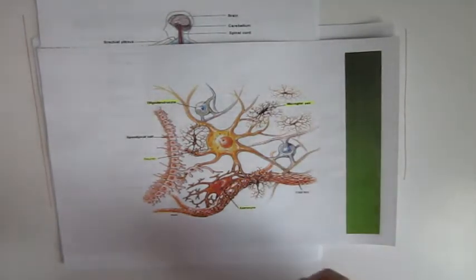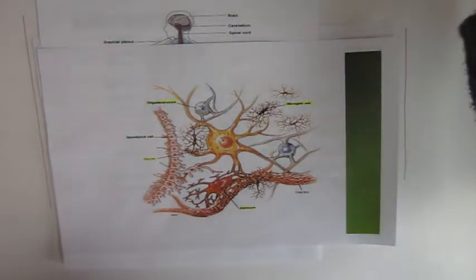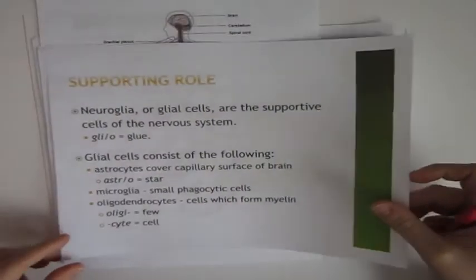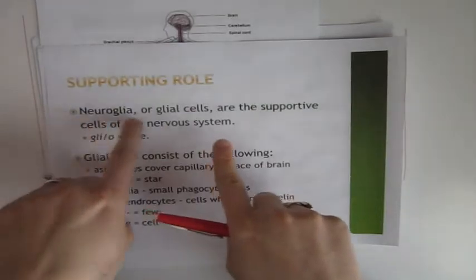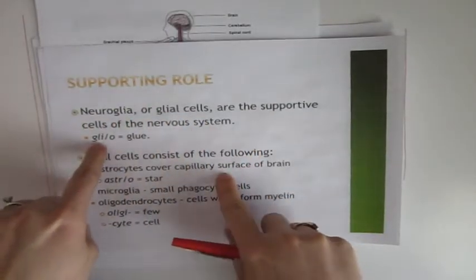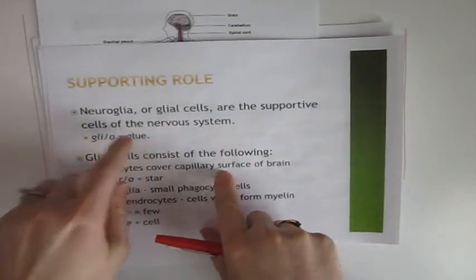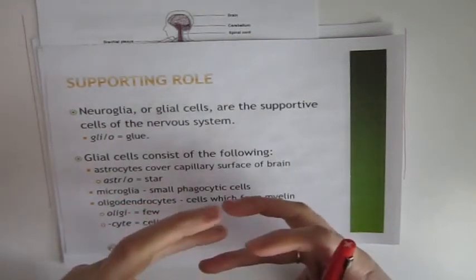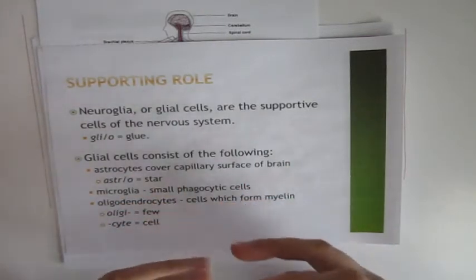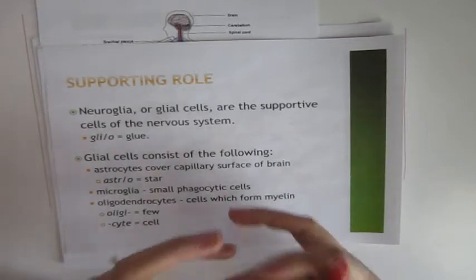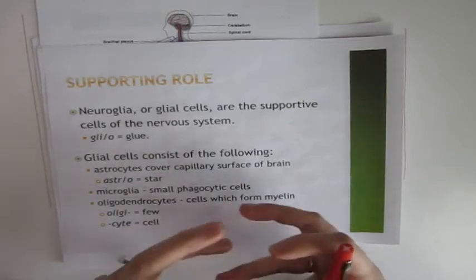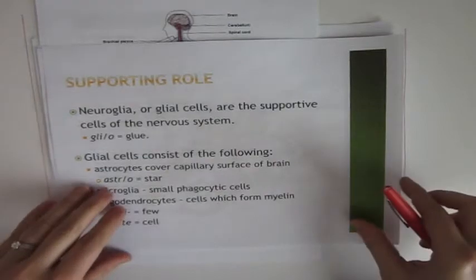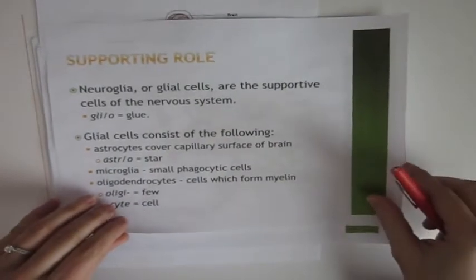Glial cells consist of the following. When we talk about neuroglial or glial cells, we say glio means glue. So these are the cells that help keep the nervous tissue together. Okay, they are the support staff. They keep everything running in the house as needed. Okay, glio, glue.